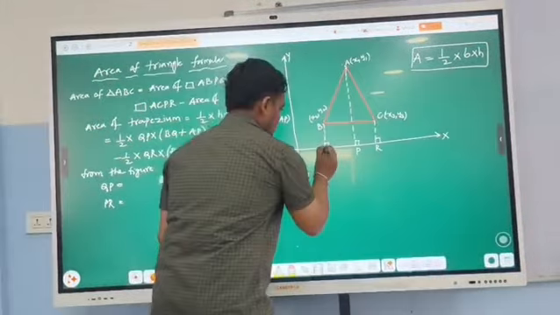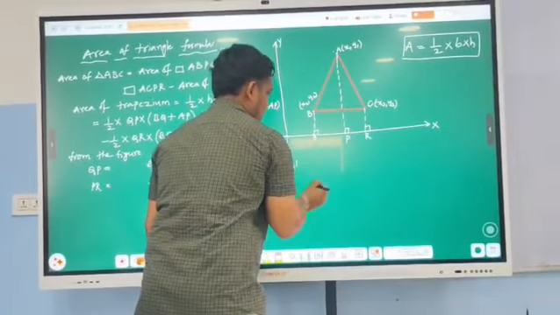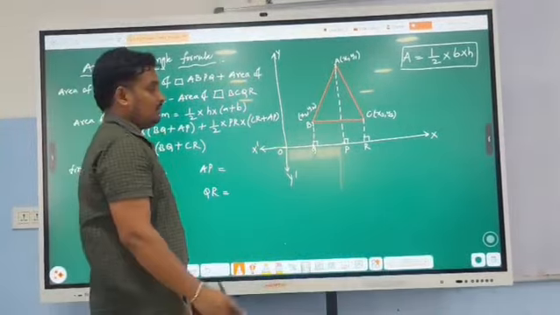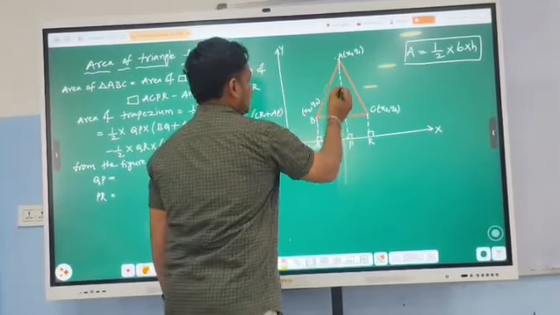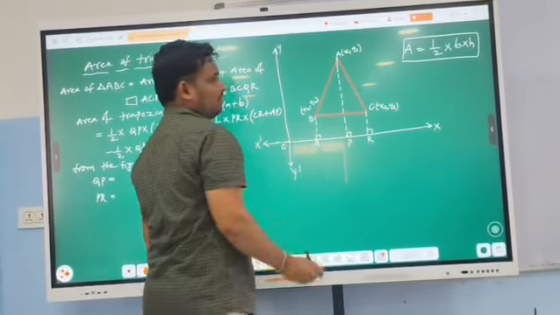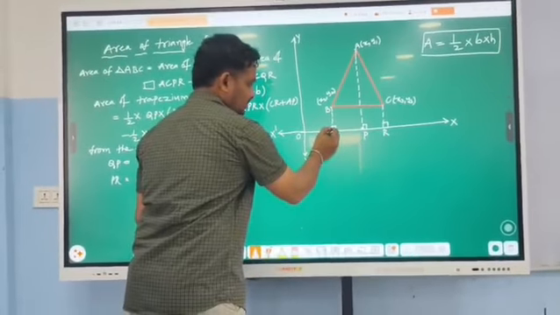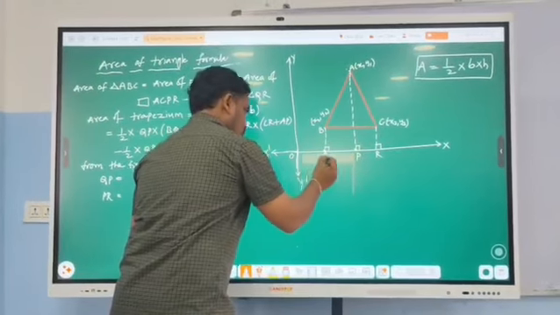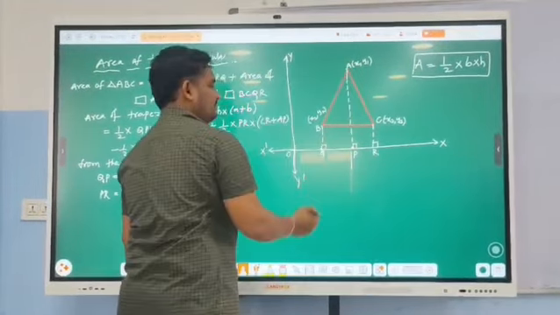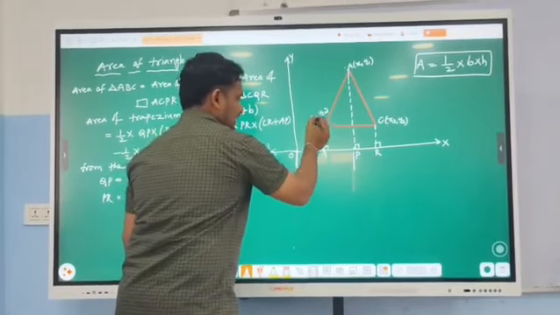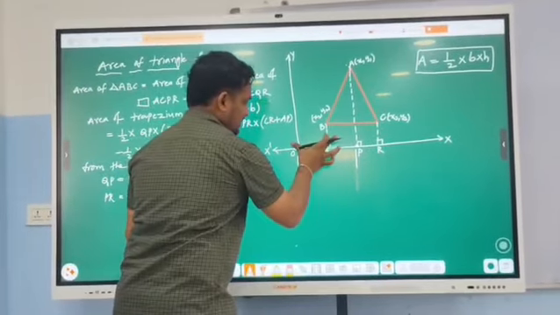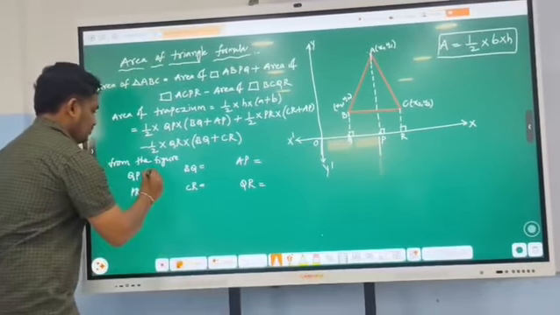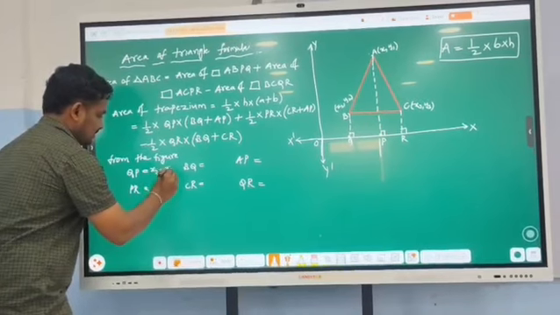What is PQ? That is QP. The Q has started here, P is ended here. We want the length of PQ. That means the coordinates of the point P is x1, y1, and the coordinates of the point Q is x2, y2. That means the distance from O to P is x1 and O to Q is x2. If you subtract x2 minus x1, we can get the value of QP. That means QP is x2 minus x1.